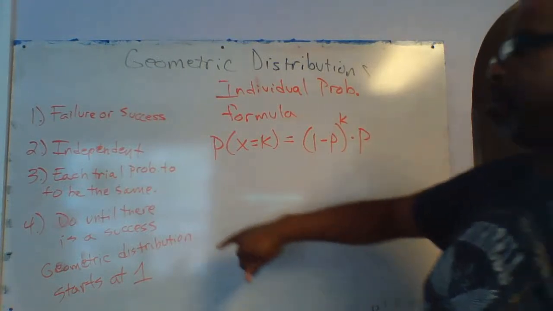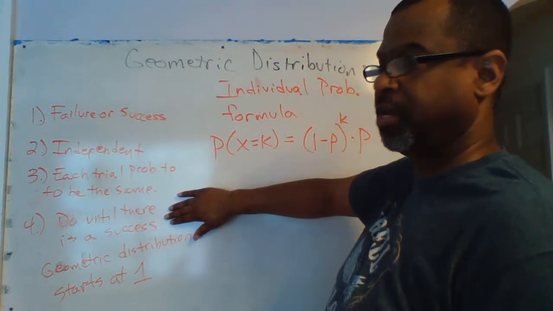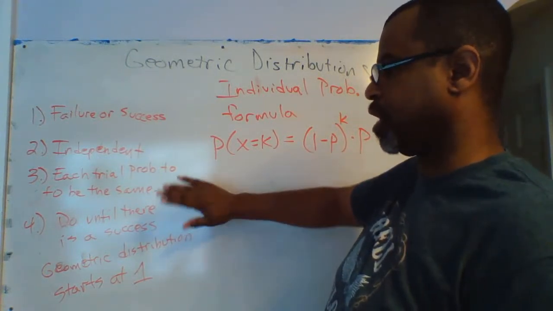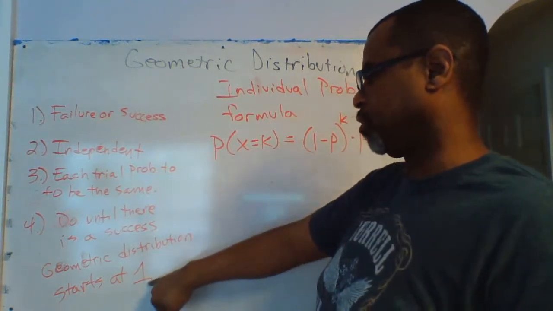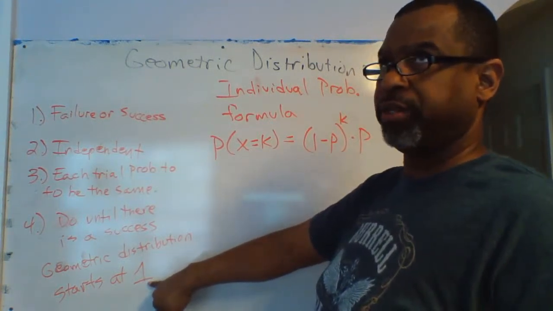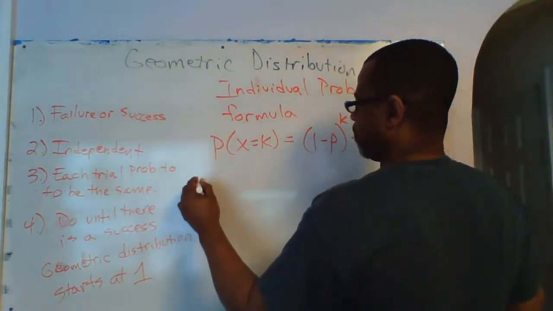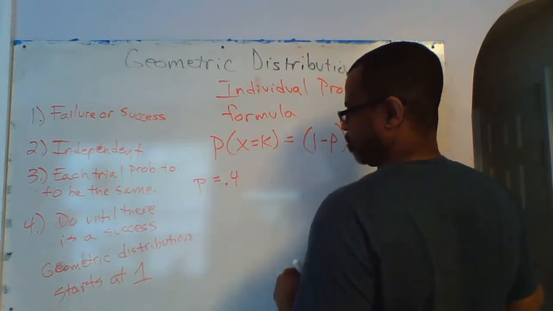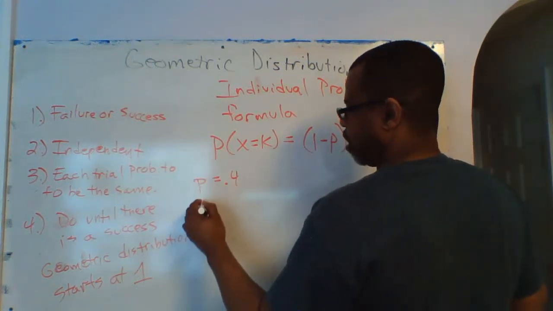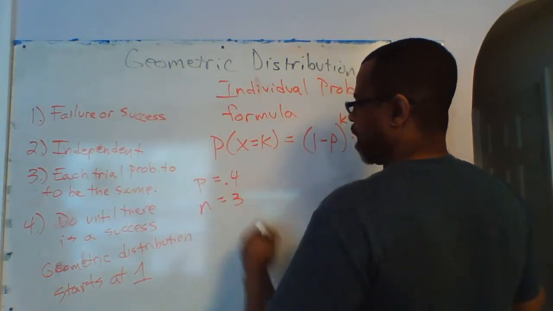Okay, so remember, for a geometric distribution, it doesn't count until you get a success. So if you get just all failures, it doesn't count because it does not count until you get a success. So that's why your probability is equal to 1. All right, let's say that we have success is going to be 40%. All right, and we're going to say, well, it's going to take 3 tries to get it done.